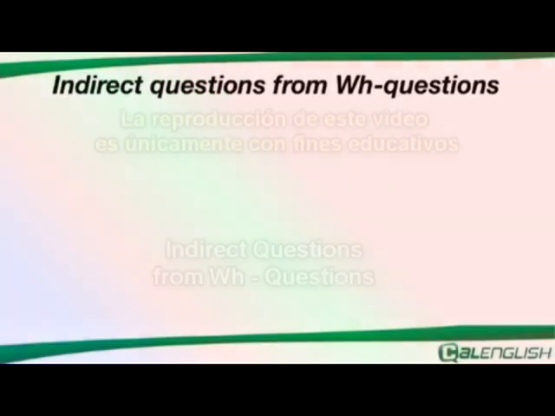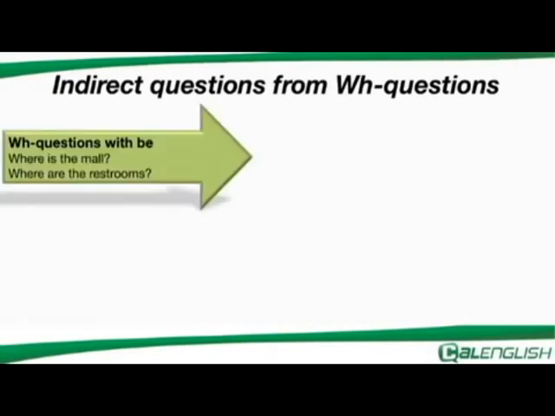So now we're going to learn to form indirect questions from WH questions, okay? So let's start out. WH questions with be. We've already learned this. Where is the mall? Or where are the restrooms? These are direct questions, okay? You can't get confused whether it's a question or not. It's a question, okay? So where is the mall?